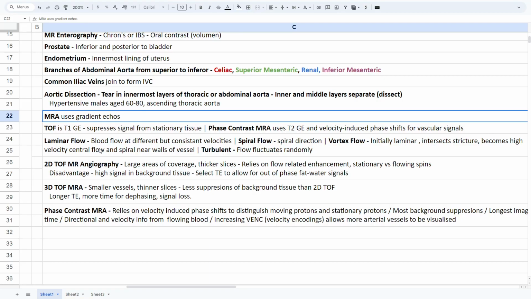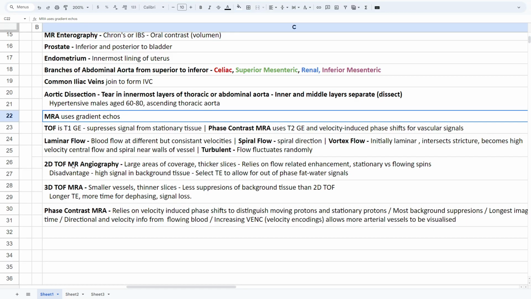Laminar flow: blood flows at different but consistent velocities. Spiral flow is flow in a spiral direction. Vortex flow is initially laminar flow. It intersects a stricture, becomes high velocity central flow, and spirals near the walls of the vessels. Turbulent flow is where flow fluctuates randomly.